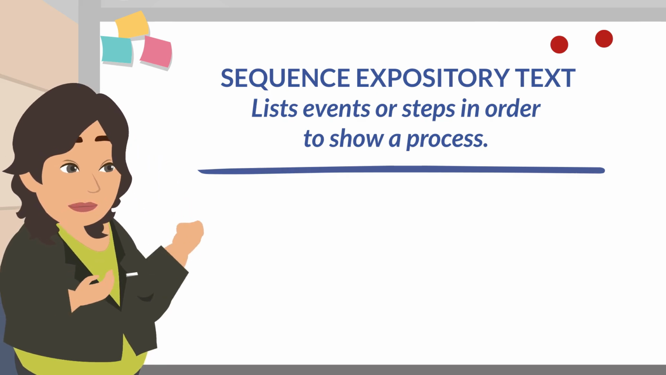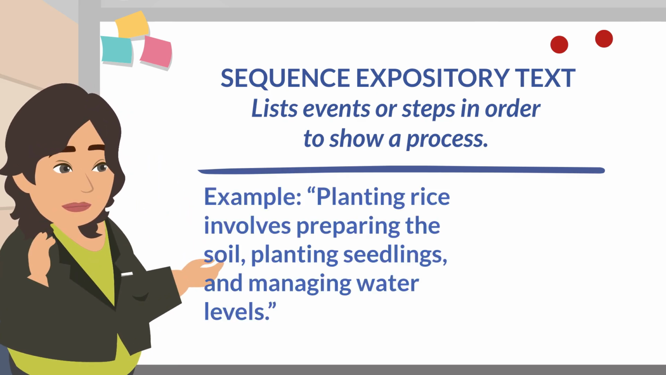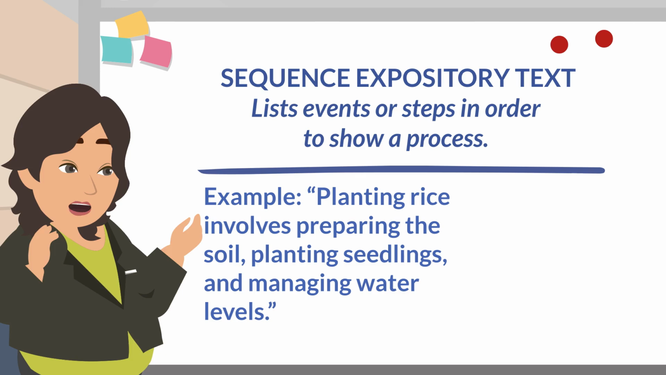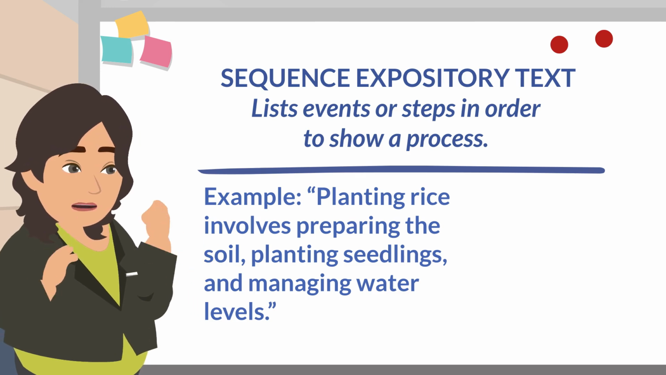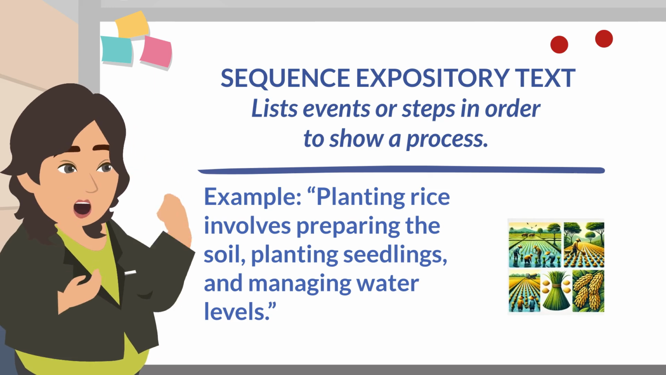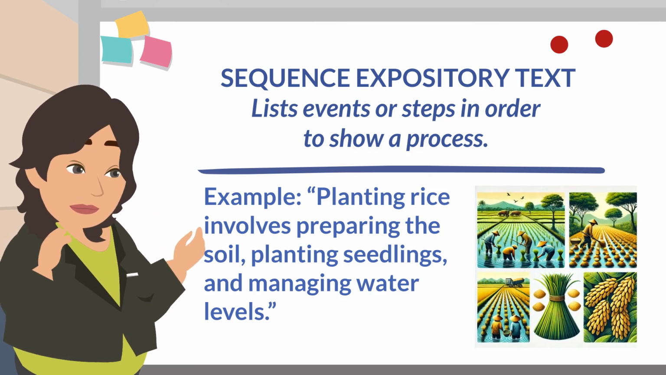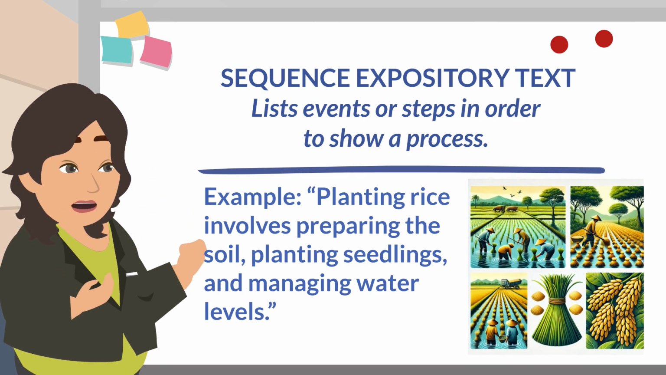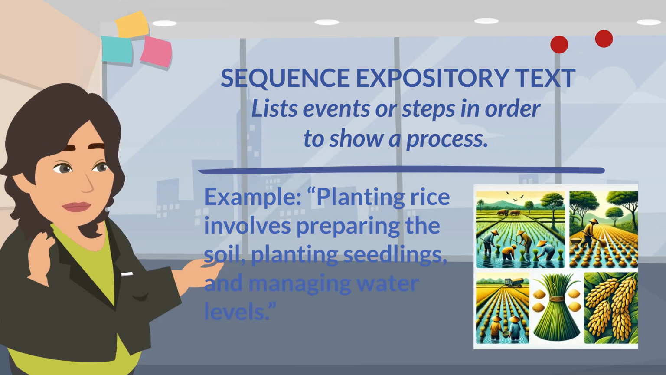Next, we have sequence expository texts. This type of text lists events or steps in order to show a process. For example, planting rice involves preparing the soil, planting seedlings, and managing water levels. Sequence texts are perfect for describing how something is done or how it happens step by step.